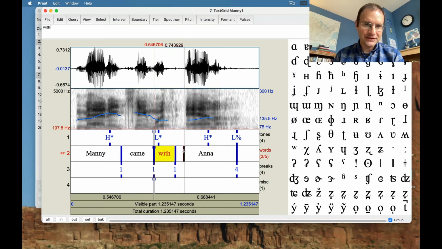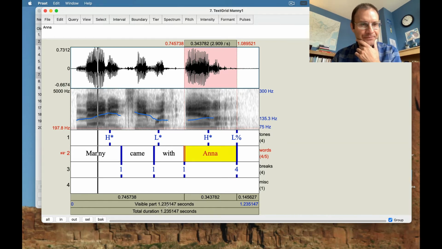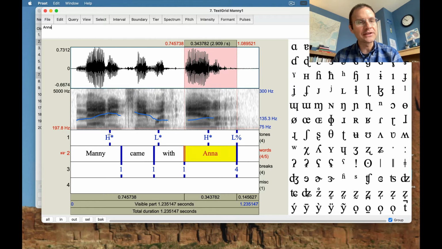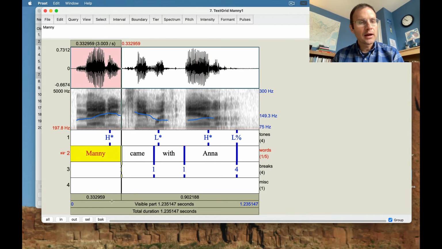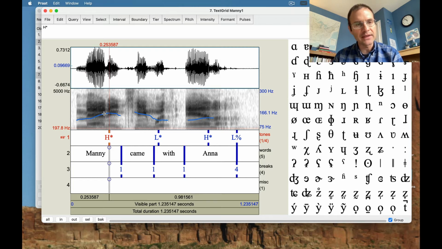I might actually put this a little bit over here. You can see a nice little glottal stop at the beginning of that Anna. Anna. I kind of attack it. Yeah, so I'll change that. Manny came with Anna. A couple other things. Yeah, there is an H star in Manny. Manny. I'm trying to highlight that as I speak. Manny came with Anna. But the thing with this is that the pitch accent is going to be on the stressed syllable of the word. So I think this person put it at the F0 peak, which is not an unreasonable thing to do, but it should be on the stressed syllable, which is the first syllable of Manny.